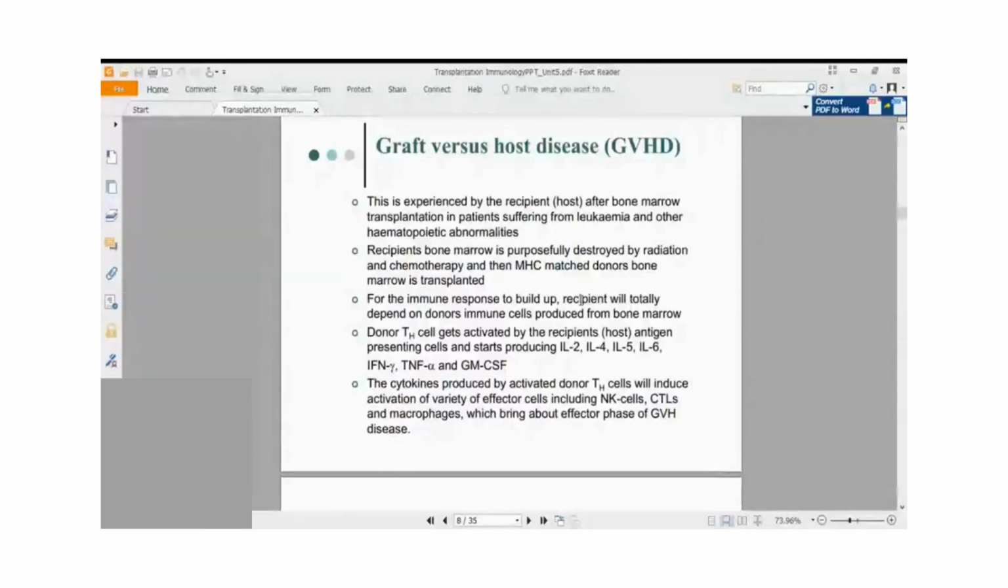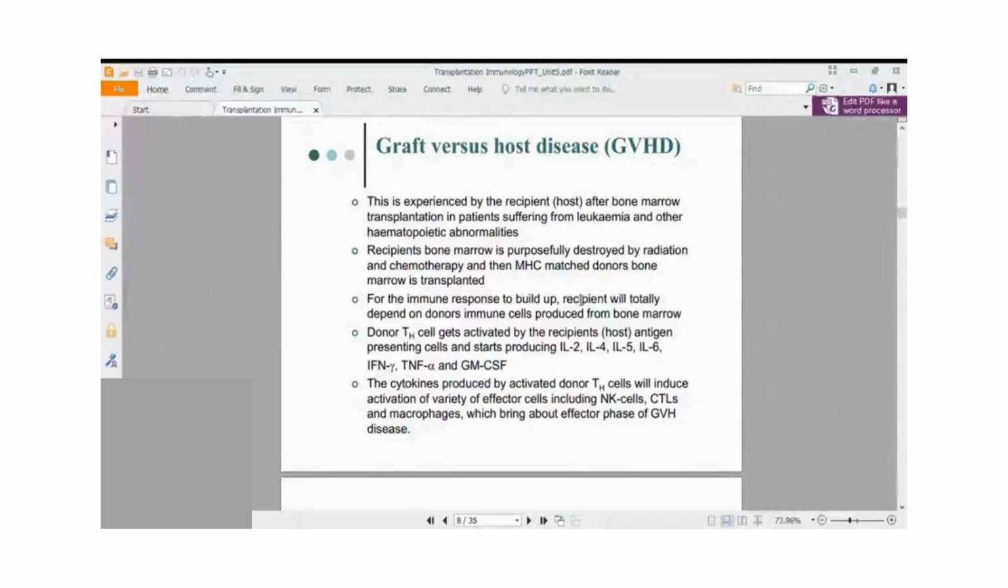And the TH cells, the moment they get activated, because the macrophages of the donor bone marrow will sample the antigens, as well as dendritic cells will sample the antigens of the host, will start presenting them to the TH cells on class 2 MHC. And as soon as TH cells of the donor are activated, they are going to start secreting the cytokines. They will be delineated into Th1 and Th2 cells, and they will mount an immune response.